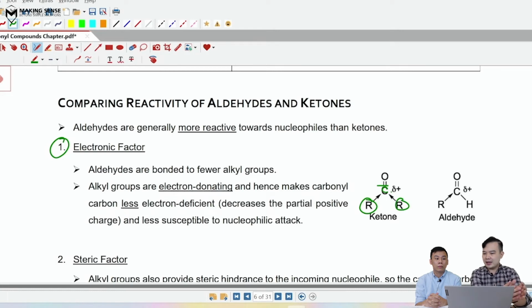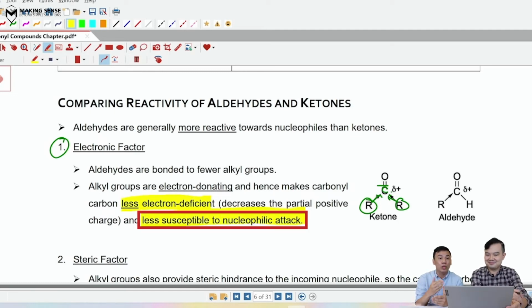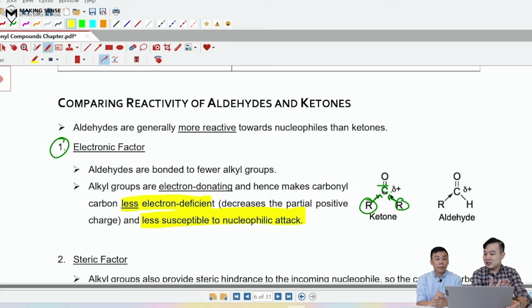Now, if I take a look at a ketone, you have 2 alkyl groups. Mr. Yap, can you tell me what kind of effect alkyl groups exert? Alkyl groups are electron donating in nature. They will donate their electron density over to the carbonyl carbon, making that delta plus less delta plus. So it will be less electron deficient and therefore less attractive to a nucleophile, and we say it's less susceptible to nucleophilic attack. So this means that a ketone is less reactive than an aldehyde.